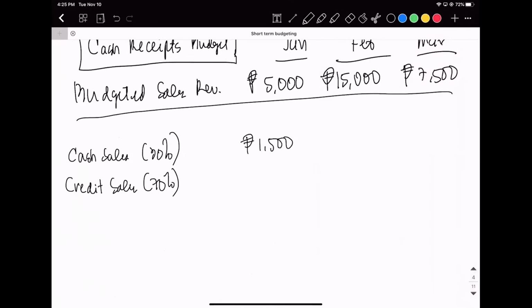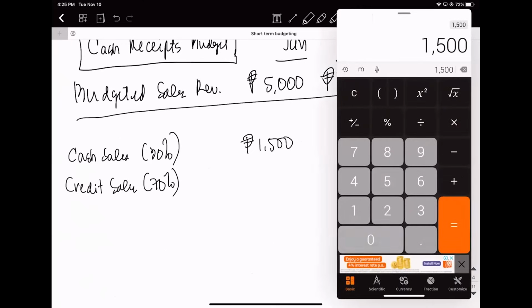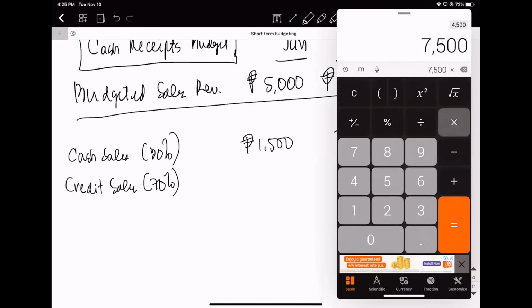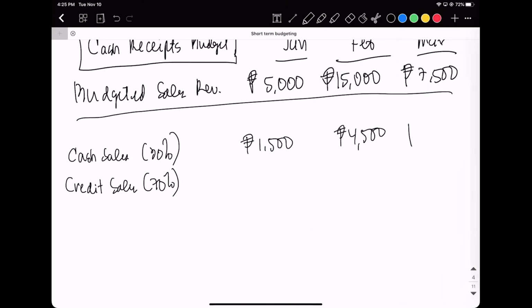Okay. Then 15,000 times 30%. So 4.5. Ayan. And then 7.5 times 30%. So 2 to 50. Okay, next. Credit sales. So credit sales, depende. 25% in the month of sale. Diba? In the month of sale. Yeah. Then 75% in the following month.